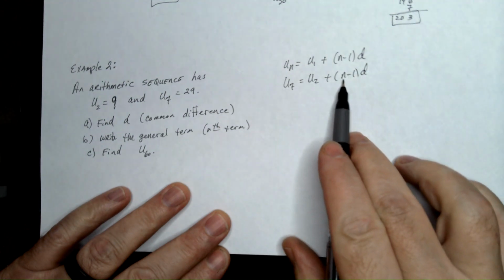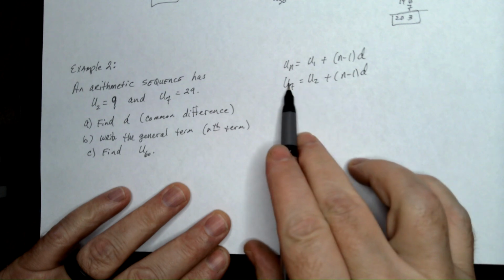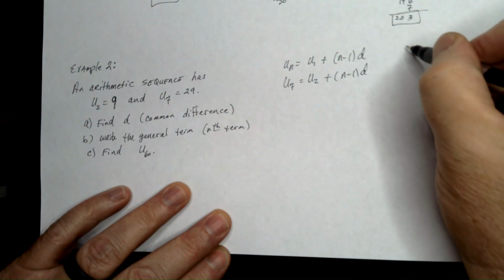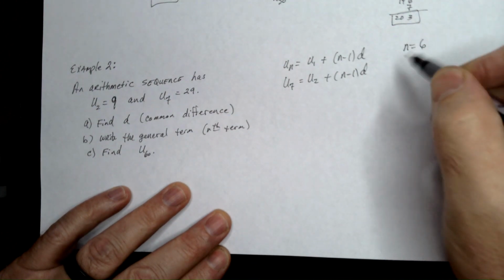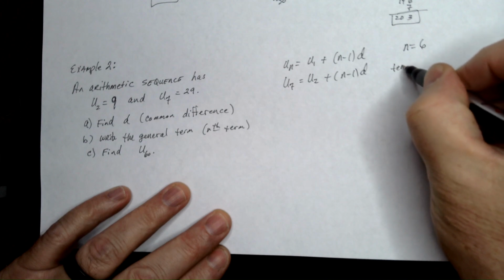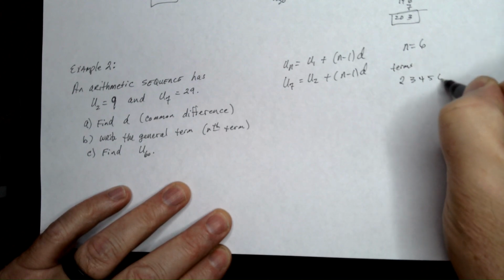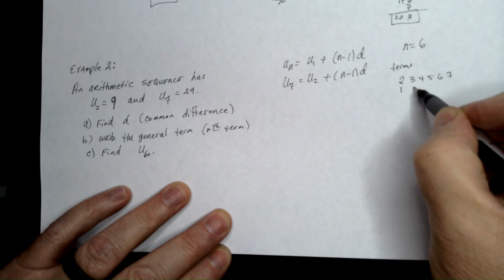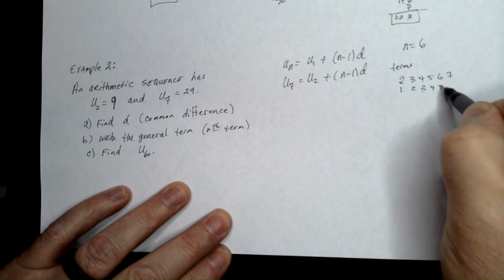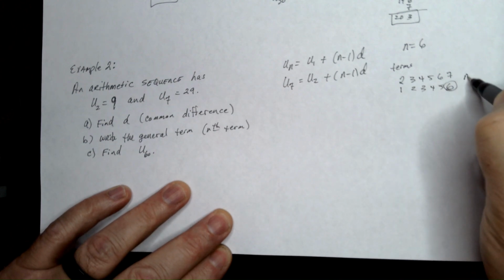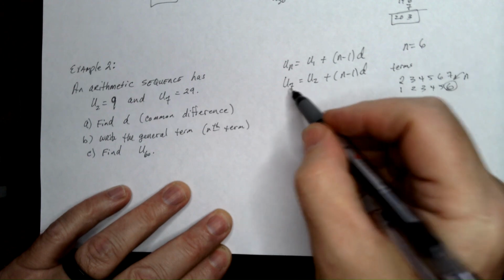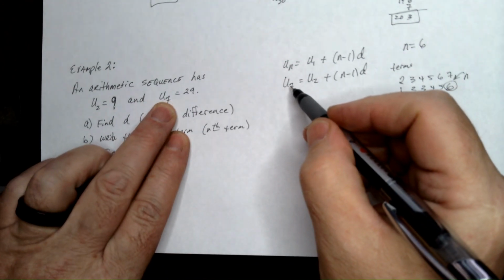Now, n is the number of terms between here and here. You might want to say it's 5, but it's actually 6, and I'll show you why. So if these are our terms, and we're going to start on 2, and we're going to go all the way to 7, look what we've got. That's 1 term, 2 terms, 3, 4, 5, 6 terms. That's n. n is 6. So u sub 7 is 27.